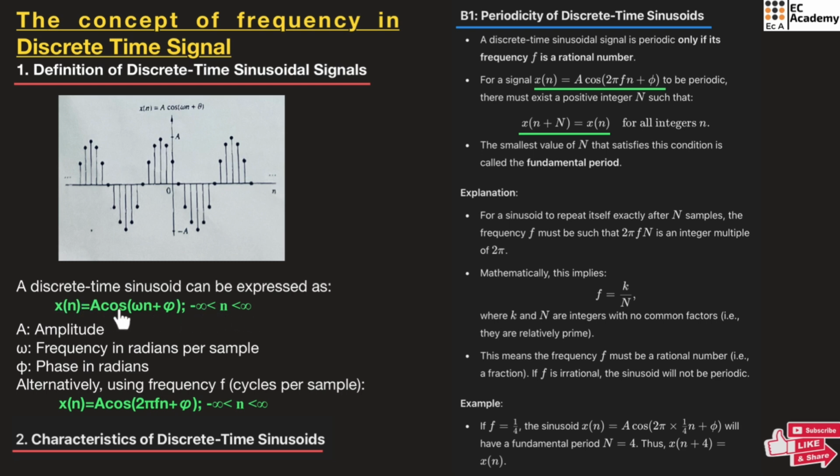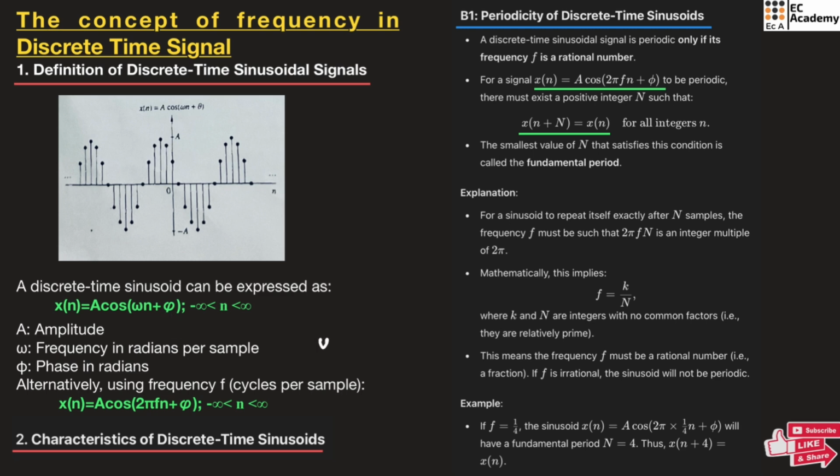So this is the representation of a discrete time signal, and this is the waveform that shows the representation of the signal x of n is equal to A cos(omega n plus phi). Here A represents the amplitude, omega represents the frequency in radians, and phi represents the phase in radians.